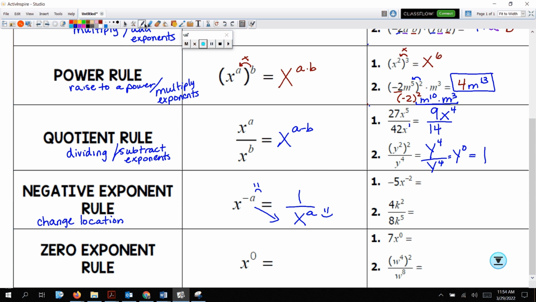Negative numbers are totally fine. Look at number 1. It has a coefficient of -5. That is staying. This has to go down below and be rewritten with a positive exponent. So -5 over x squared.